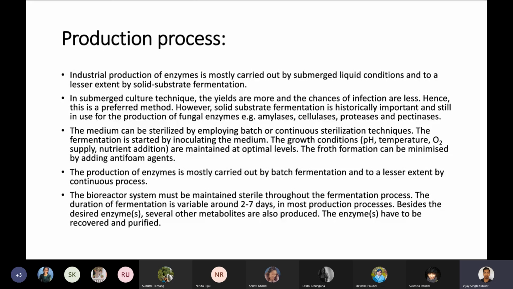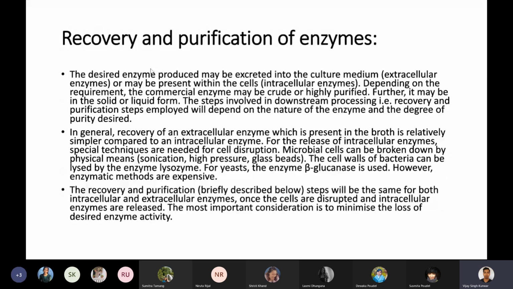So how do we do the recovery and the purification of the enzymes? How do we do that? The desired enzyme produced may be excreted into the culture medium, so that is the extracellular enzymes, or may be present within the cell, that is our intracellular enzymes.